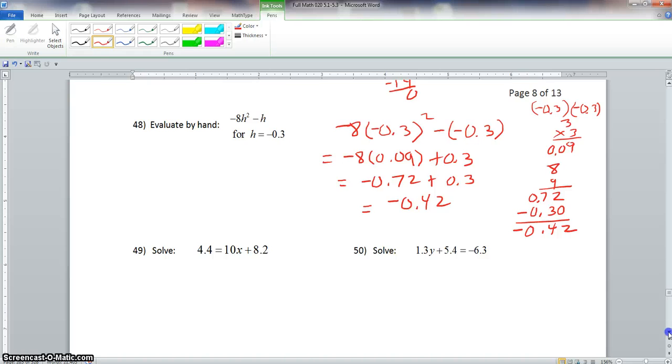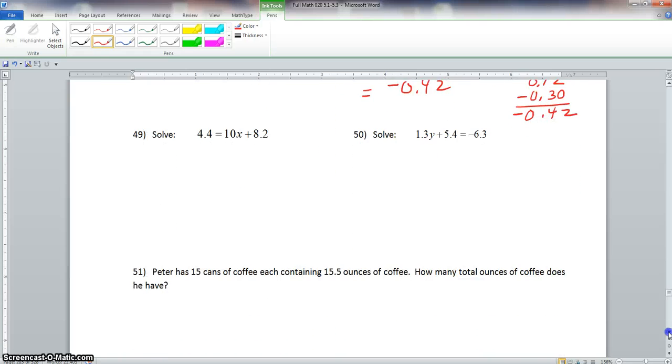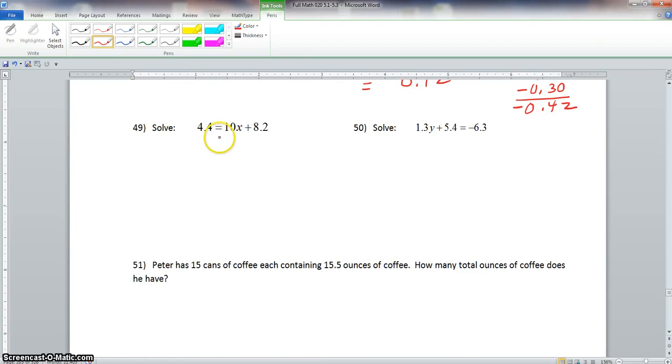Now we come to problem 49. We have 4.4 is equal to 10x plus 8.2. Now we need to get x by itself. So we will subtract 8.2 from both sides. And when I say both sides, I mean across the equal sign. So on the right side here, we would be left with 10x.